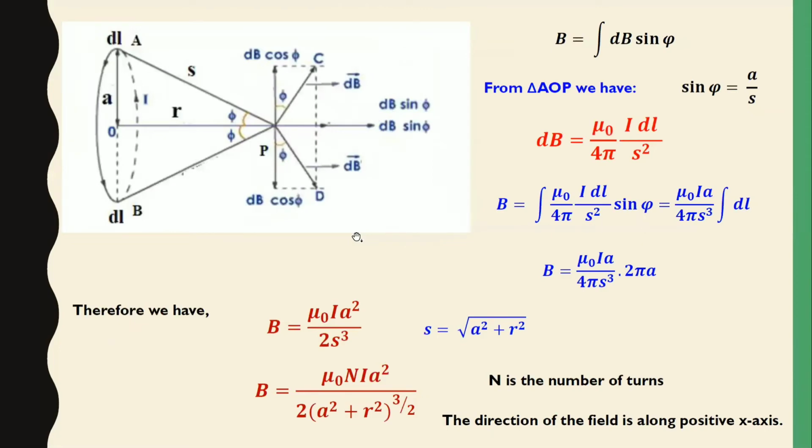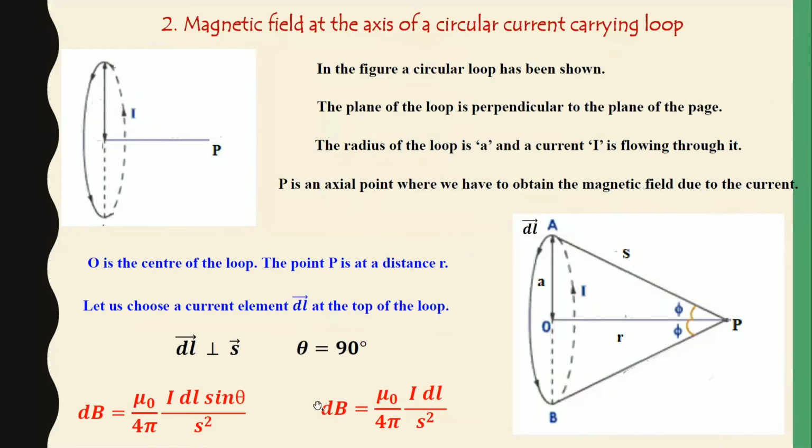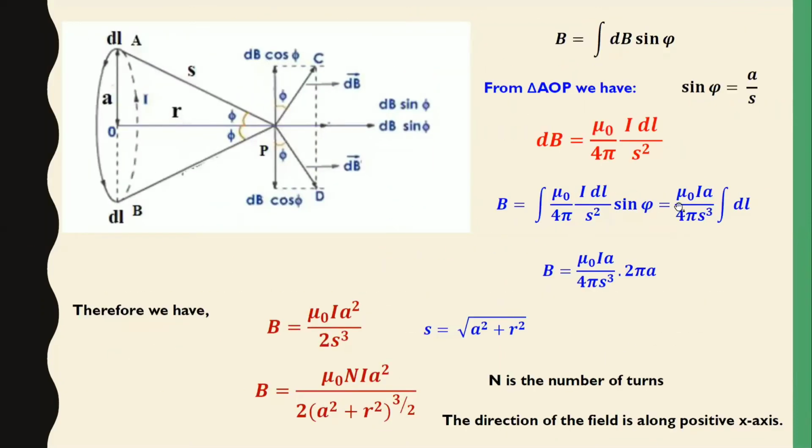Now, if we consider the whole loop, then we shall have a number of current elements there. So to obtain B, we have to integrate dB sine phi. We have dB equal to mu 0 by 4 pi I dl by s square, as we have seen from here. And from this triangle we have sine phi equal to a by s. So if we put all these values here, dB is mu 0 by 4 pi I dl by s square, and sine phi is a by s.